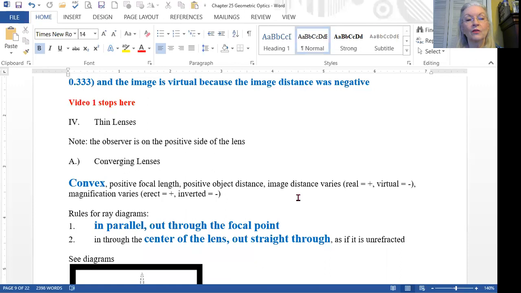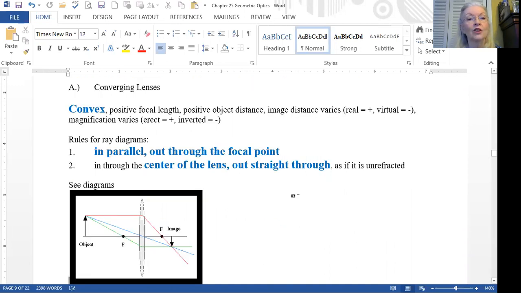So the observer is always on the positive side of the lens. We remember that from previous examples when we've talked about the mirrors, that you as the observer define the positive side. So with a converging lens, light from a distance enters the lens and then gets focused at a place on the horizontal axis called the focal point. Converging lenses are convex. Remember that convex means it bulges out. They'll always have a positive focal length.